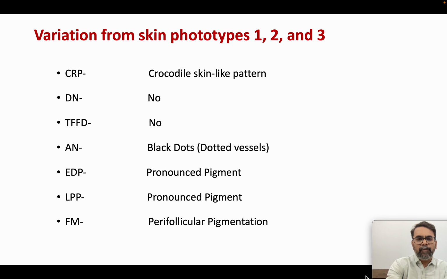So now the variation with skin phototypes 1, 2, 3. In CRP, a crocodile skin-like pattern is seen in skin of color, whereas it is not seen in skin phototypes 1, 2, 3. In dermatitis neglecta and TFFD, there is no difference between the skin phototypes. Acanthosis nigricans shows black dots in skin of color, whereas in skin phototypes 1, 2, 3, dotted vessels can be seen. And in EDP, LPP and FM, pronounced pigment globules are seen in skin of color.